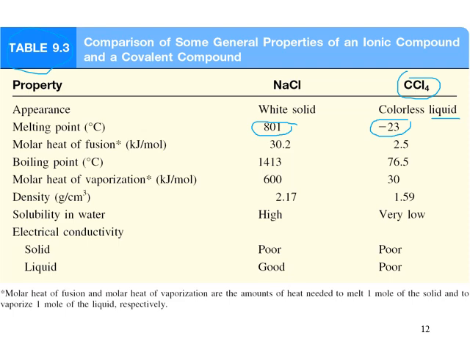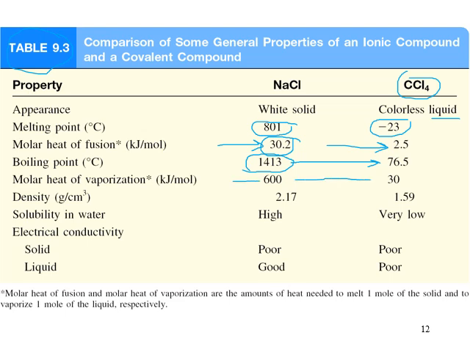These are reflected in these other energetic properties, like heat of fusion. Remember, that's how much energy it takes to melt something. So it takes a lot more energy to melt an ionic compound than it does a covalent compound. Boiling point, same idea. The boiling point of sodium chloride is much higher than this one because of the electrostatic attraction. Molar heat of vaporization, much higher.